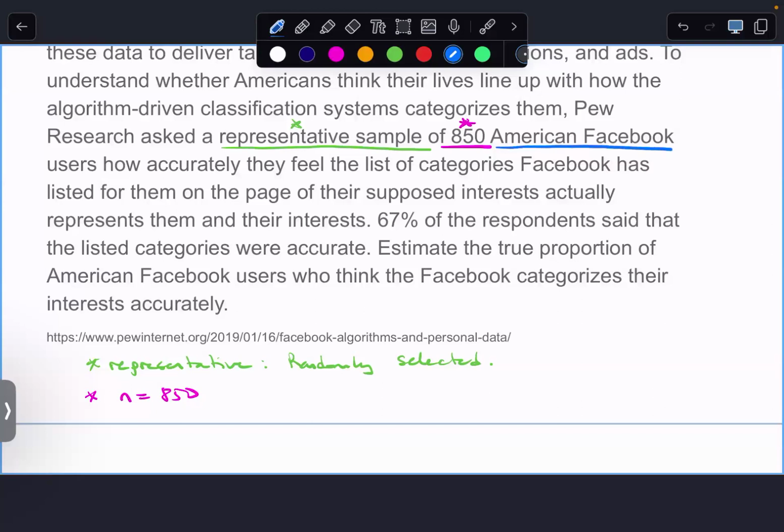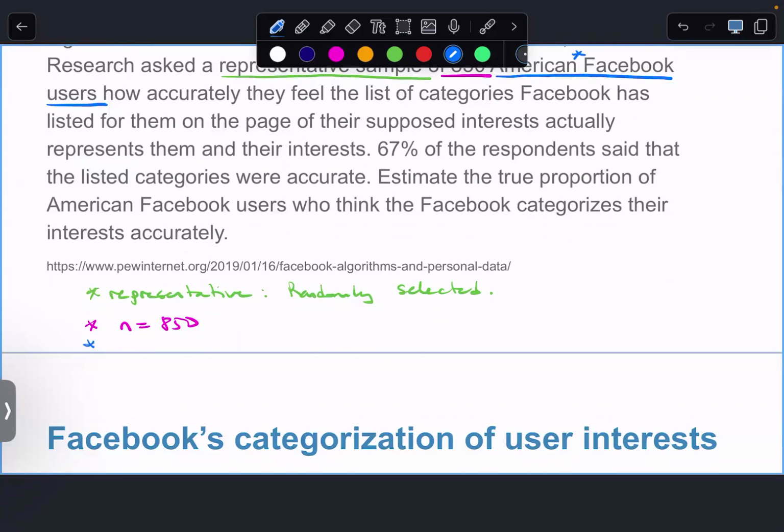Now, this next part tells us what population we're working with, American Facebook users, right? That's a subgroup of all Americans, right? And so now our conclusions only apply to this population. They only apply to American Facebook users. That's okay if that's who we want to talk about, obviously. It's a problem if we want to extend it to all Americans, right? But it's okay if we want to just talk about Facebook users, which makes sense because we're talking about how do you feel about Facebook's categorization of you. Makes sense. And so here, our population is American Facebook users.